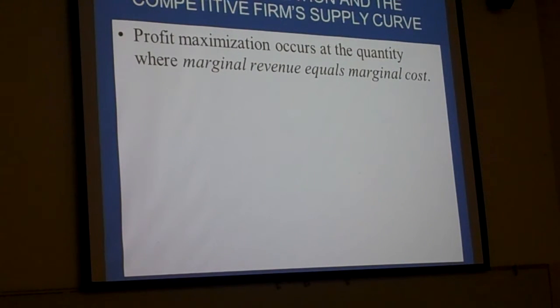Okay, so a competitive firm, a profit maximizing firm, produces where marginal revenue and marginal cost are equal, right? Because they're selling as many units as they can possibly sell. And that's what they have control over, is Q, not P.